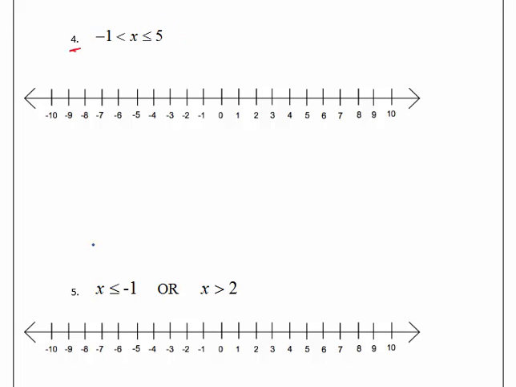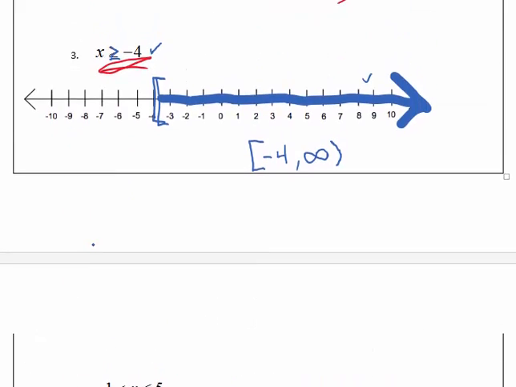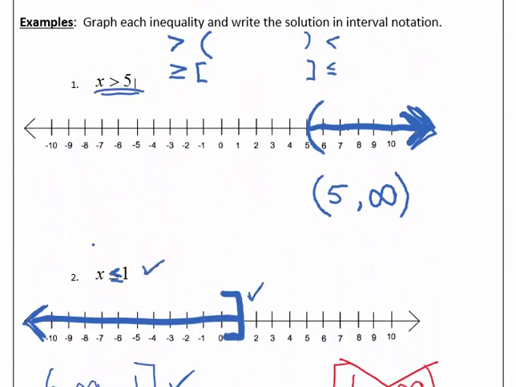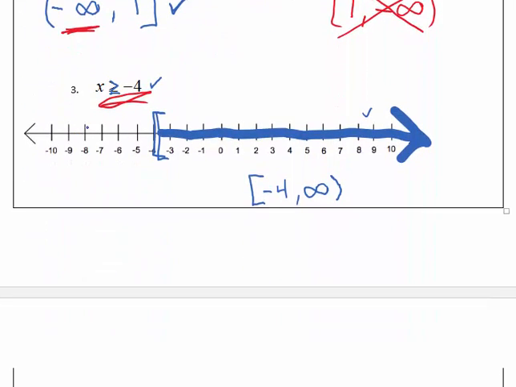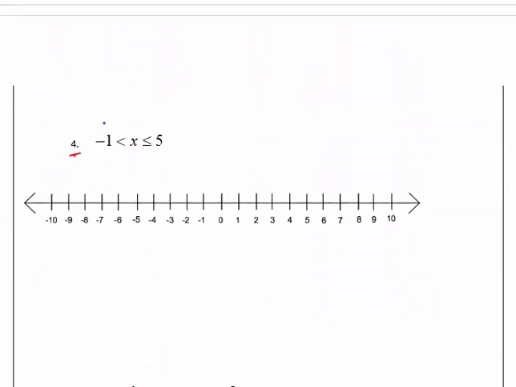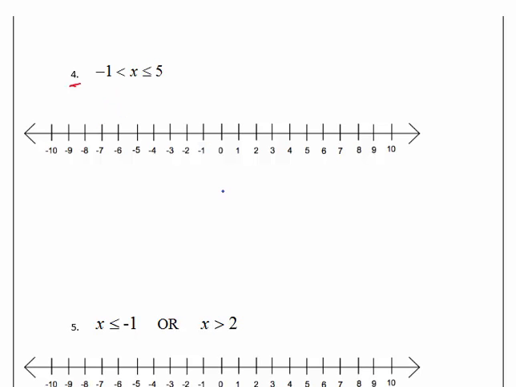But 4 and 5 are called compound inequalities, so they're a little more complicated in that they have 2 conditions on the x. Let me scroll back up here. You see, for number 1, 2, and 3, there's just one condition. X had to be greater than, X had to be less than or equal to, X had to be greater than or equal to. But now I have 2 conditions for number 4. If I try and read this, this is reading X is greater than -1 and less than 5.